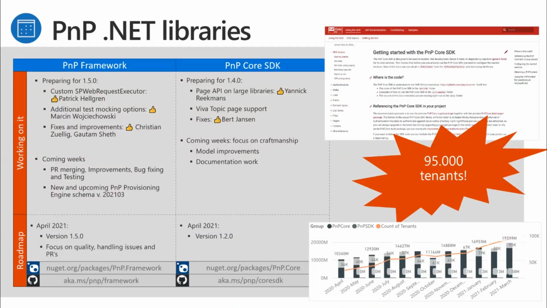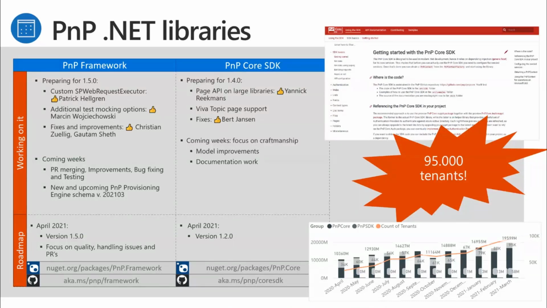Now, what did we do over the last month? A little bit less than the previous period because there was Easter and some people took Easter holiday. But on the PnP Framework side, we are preparing for 1.5. Some highlights there: Patrick Helgen created an SP Web Request Executor, which allows you to replace the way CSOM makes an HTTP request. So CSOM today uses the HTTP Web Request class in .NET, which is quite old and has some limitations.